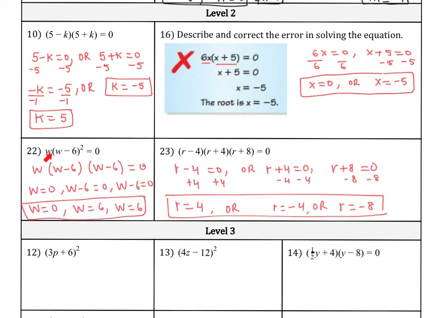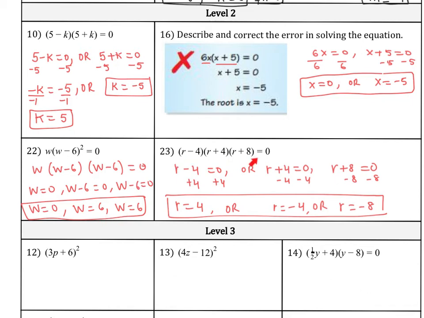Now I'm going to put these factors w, w minus 6, times w minus 6 equals 0. If there are three factors, you put them equal to 0 one by one, and then you find the solution for the variable. So you got either w equals 0, or w minus 6 equals 0, or w minus 6 equals 0. So the three values that you got are w equals 0, w equals 6, and w equals 6. Basically you got only two solutions, w equals 0 and 6, but 6 is a repeating root.